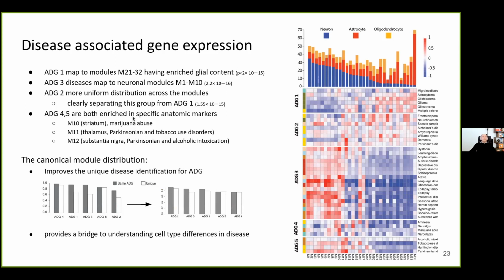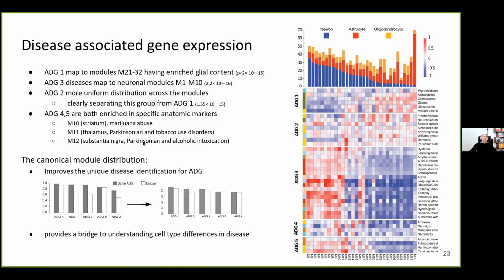ADG4 and 5, which have a lot more variability between them, target specific regions. For example, marijuana abuse is expressed in M10 within the striatum. M11 with thalamus is implicated in Parkinsonian and tobacco use, and M12 with substantia nigra is expressed in Parkinsonian and alcoholic intoxication.